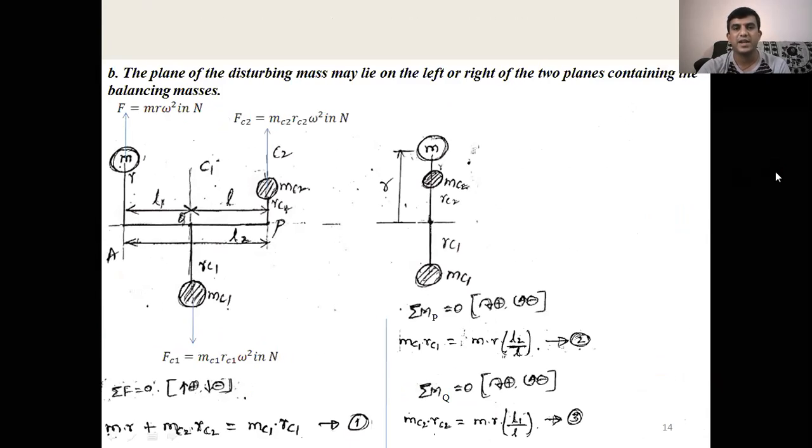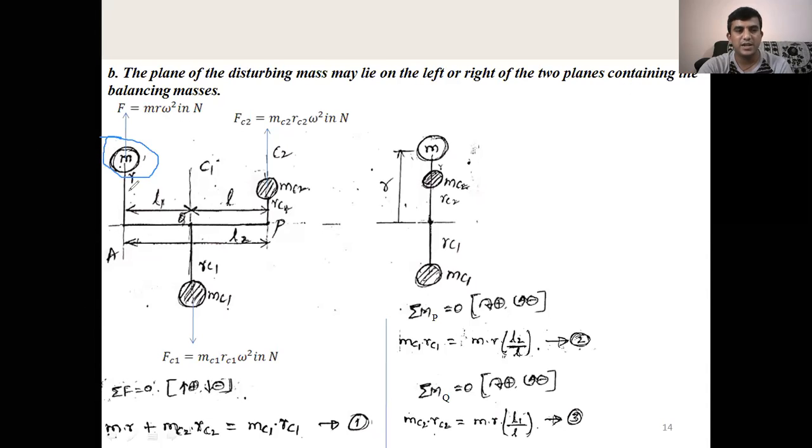Similarly, go for the second case. What is the second case here? In the second sub case, the plane of the disturbing mass may lie on the left or right of the two planes containing the balancing masses. Now here, what case do we consider? We'll consider the disturbing mass lying on the left side of the two counter masses.